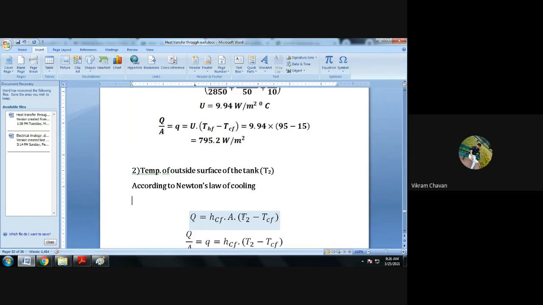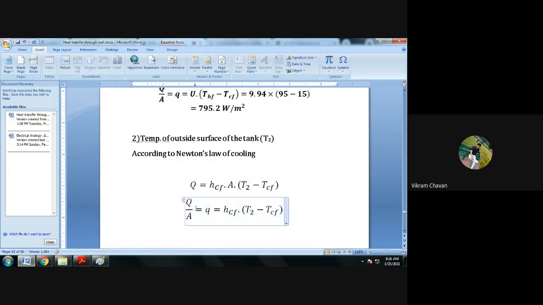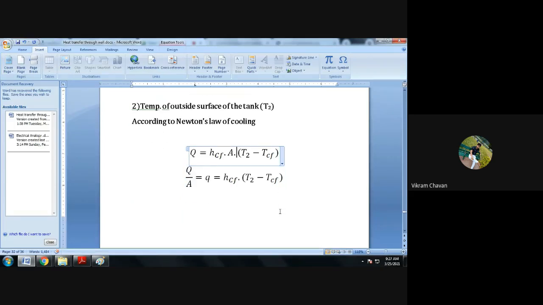We have to rearrange this equation in the form of Q by A, because we know the value of Q by A. So we have converted this equation in the form of Q by A by transferring area from the right side to the left side. So Q by A, which is small q, will be equal to H suffix Cf multiplied by T2 minus T suffix Cf.